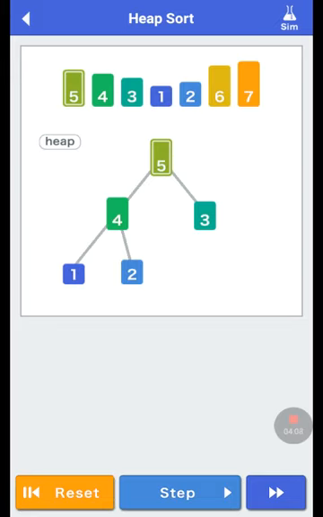And that property is saying that the parent should be greater than its child. Let us examine now. The parent 5 is indeed greater than its two children 4 and 3. Next, the parent 4 is indeed greater than its two children 1 and 2. And the parent 3 has no children. So as we can see, the property of the heap is enforced. It is correctly enforced. Now we read the number 6.